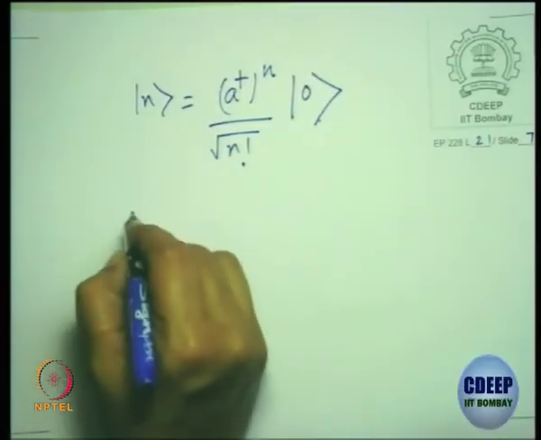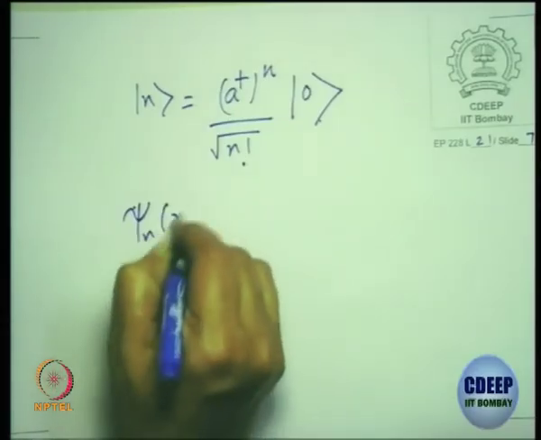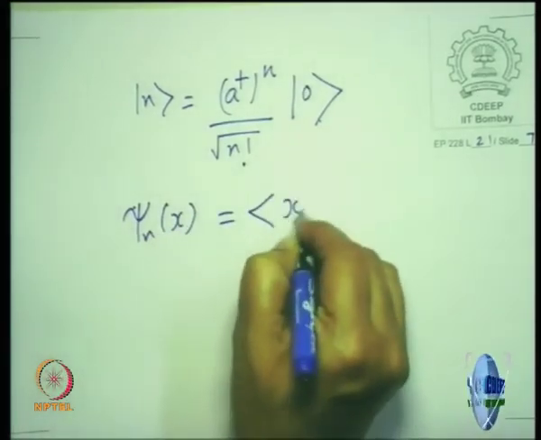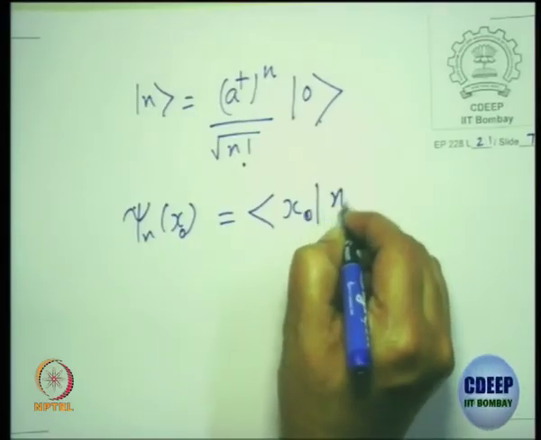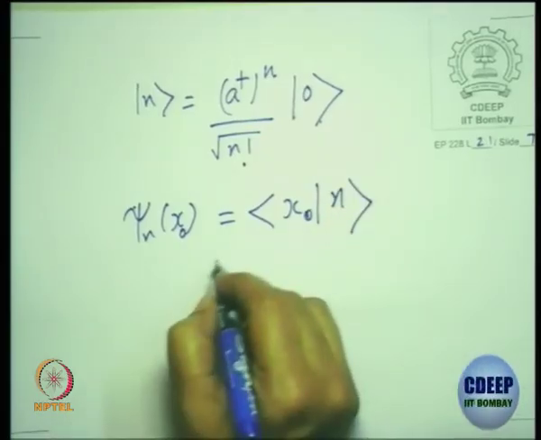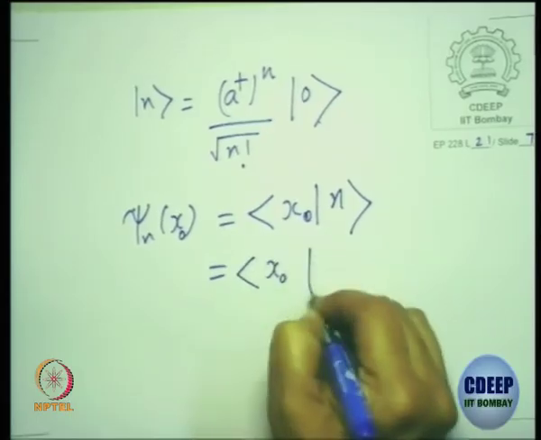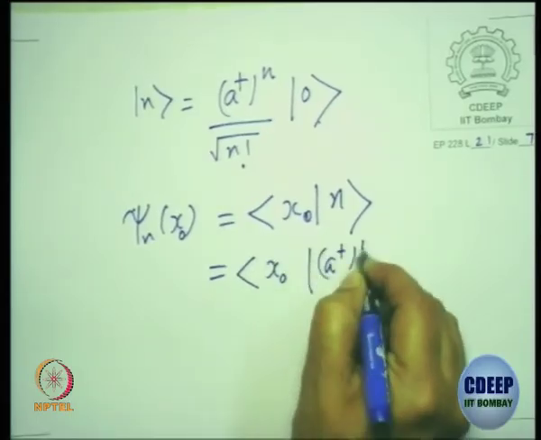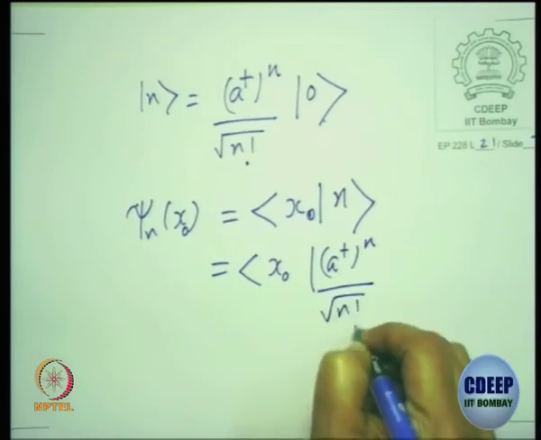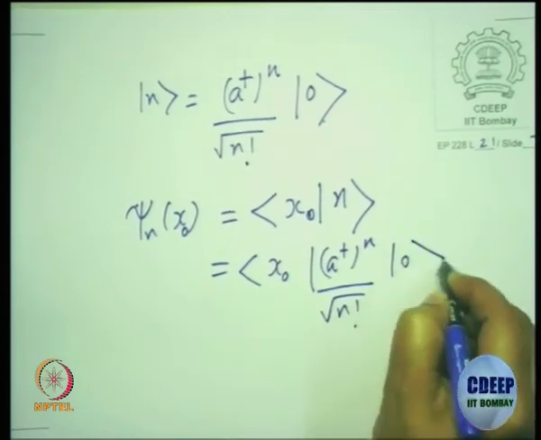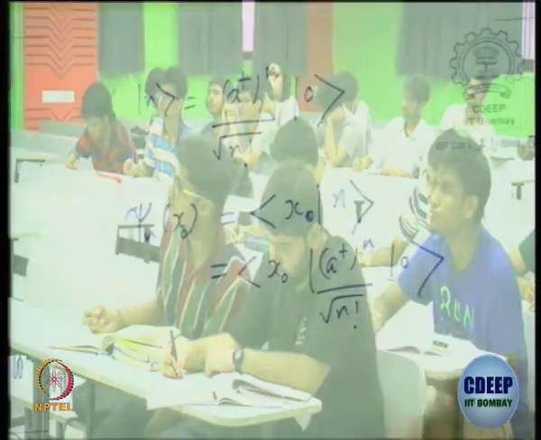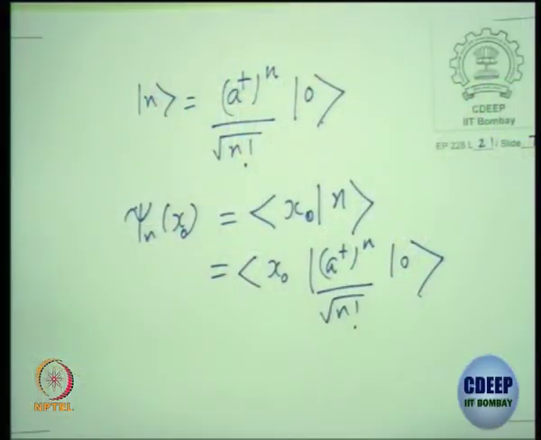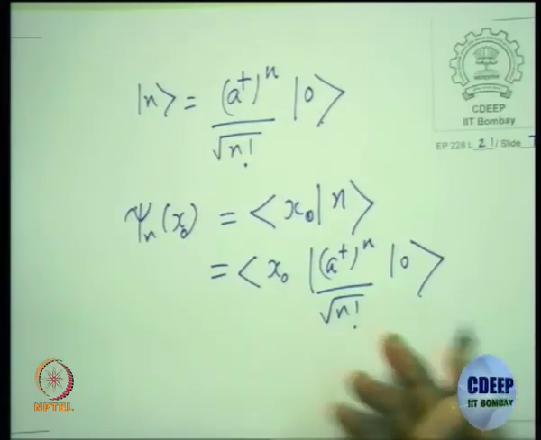So if you want to write psi n of x at a specific point x naught, I can also write it as x naught a dagger to the power of n on 0. Now it will be involving only position and momentum. If you try to write a dagger in terms of that to the power of n, you will have a series, but you have to operate it on the ground state wave function, right?